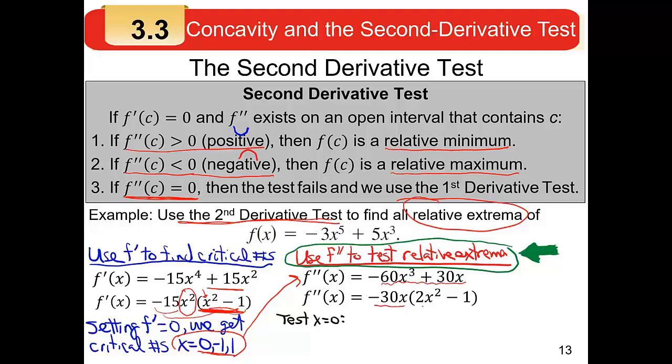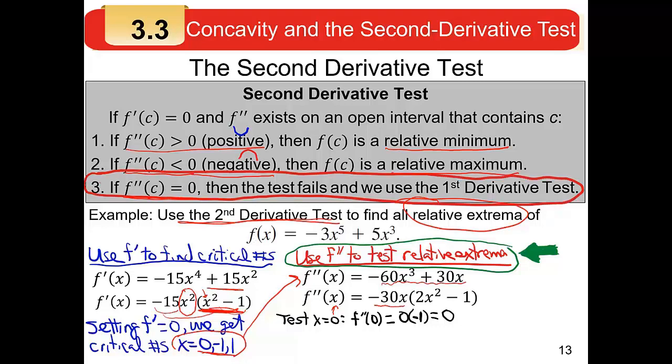In any case, if I test x equal to 0, that just means I want to plug 0 in for x. If you plug 0 in for x, it's pretty easy. 0 times negative 30 is 0, and then 0 squared is 0 times 2 is 0, and 0 minus 1 is minus 1, and minus 1 times 0 is 0. Not too bad. But notice that that's the case where the test fails. You're back up in case 3 now, where the test actually failed. So for that particular critical value, we're going to have to go back to the first derivative test. But put that aside and let's march on.